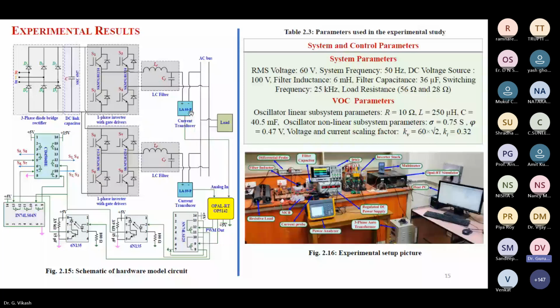And for the sensor calibration also, if time permits, I will explain how to calibrate the LA55P. I have used this current sensor. It is a Hall effect sensor. It simply senses the load current. Here also is another inverter, with another current sensor. What it will do in the VOC control is that it works on the current feedback signal only.